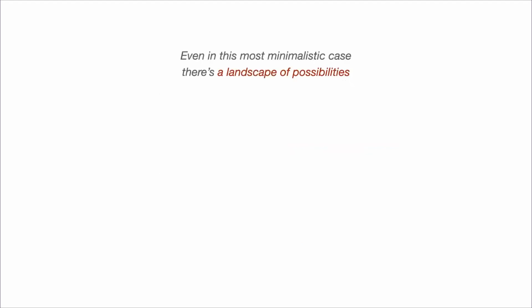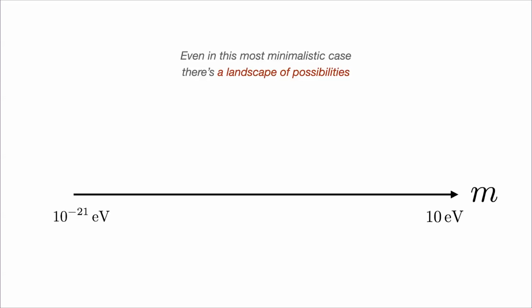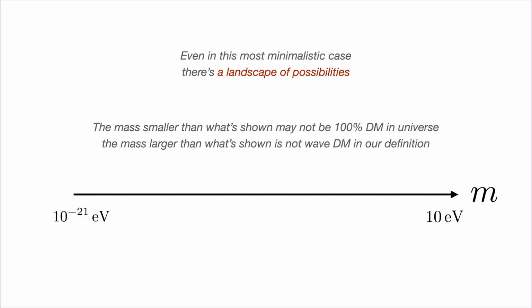And even in this minimalist case, there is actually a landscape of possibility. There's only a single parameter, but the possibility for the wave dark matter is vast in the sense that the allowed range of the mass ranges from 10⁻21 eV scale all the way up to 10 eV scale. Above 10 eV scale, this is not wave dark matter in our definition. Below 10⁻21 eV scale, they may not be 100% dark matter in the present universe because of cosmological and astrophysical observation. And almost all of this mass range is practically allowed, except for a very small narrow range of this landscape.